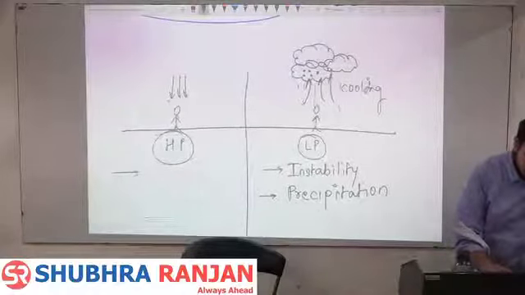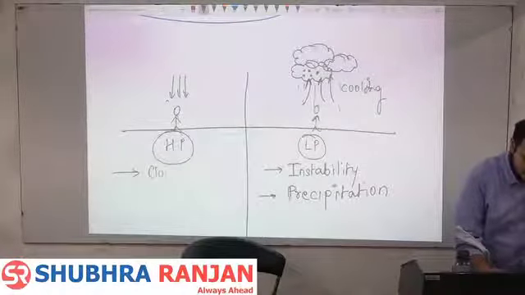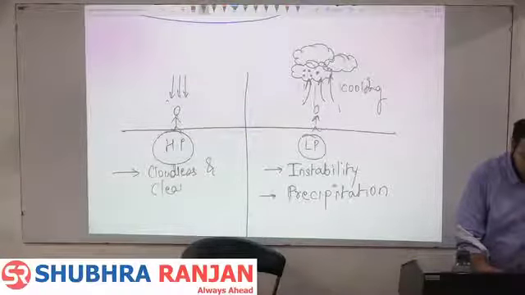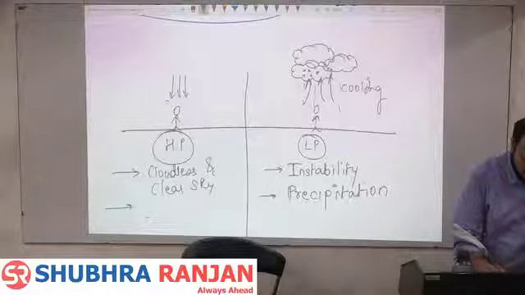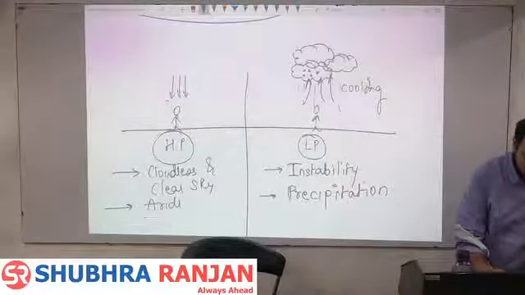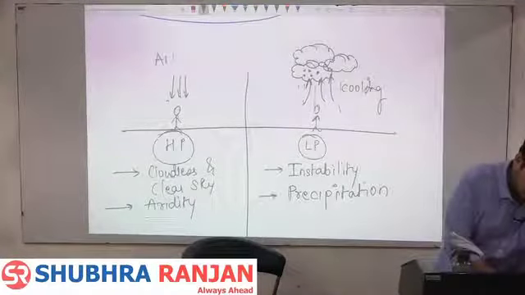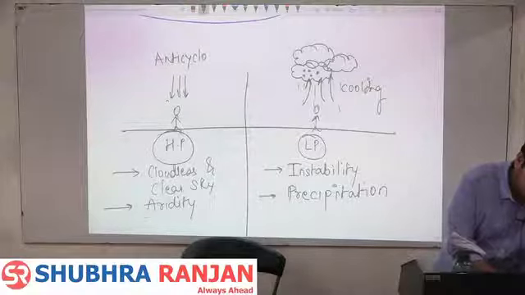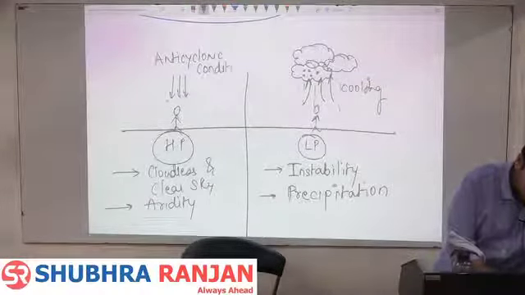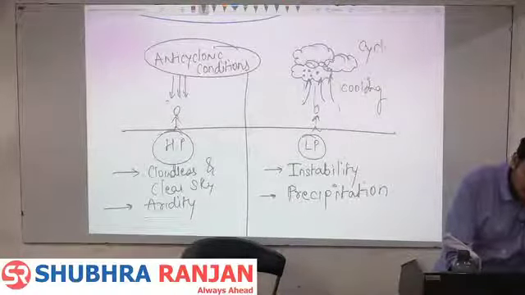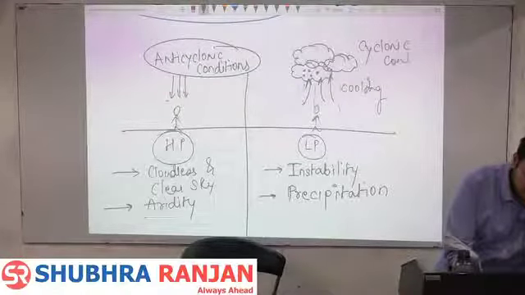And यहाँ पे there are never clouds in the sky, there is cloudless and clear sky, and hence this will promote dry conditions, that is aridity. This is what is known as anticyclonic conditions, not anticyclone. This is what is known as anticyclonic conditions, when the air is forced to come down, and this is what is known as cyclonic conditions, when the air is forced to go up.